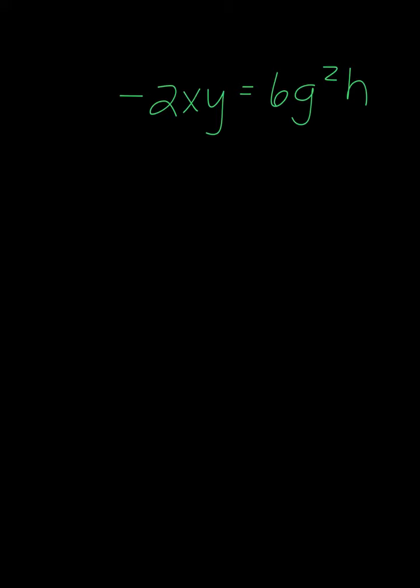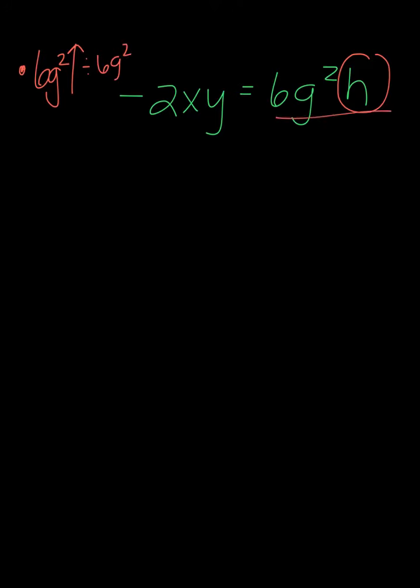Okay, so in this problem, we are asked to solve for h. So I ask myself, what is happening to h in terms of order of operations? H is being multiplied by 6g squared. So when I go to solve, I work backwards and I divide by 6g squared first.